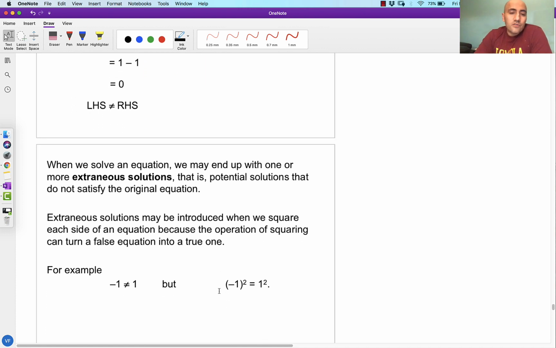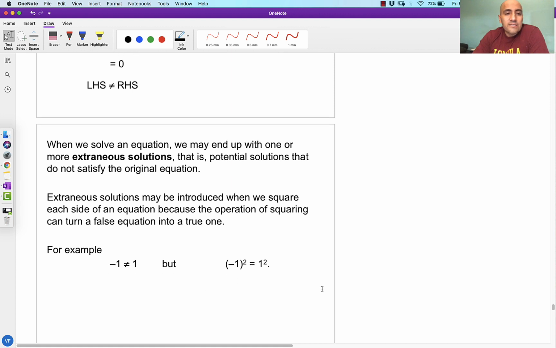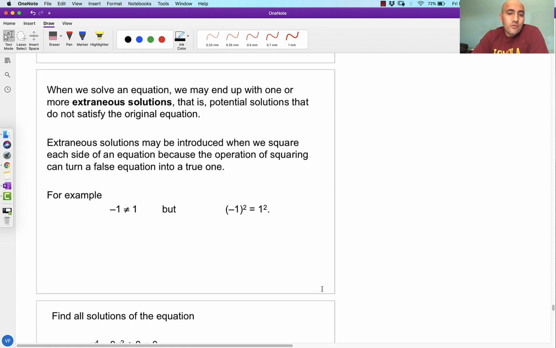So when we solve equations, we may end up with one or more extraneous solutions, right? These are phantom solutions that occur that don't actually satisfy the original statement. Extraneous solutions may be introduced when we square each side of an equation because the operation of squaring can turn a false statement into a true one. So if we started out with something that was false, like negative 1 equals 1, but we squared both sides, we would end up with 1 equals 1, and that is true. So we can start off with something false, square both sides, and end up with something that's true. That's why we have to be careful.